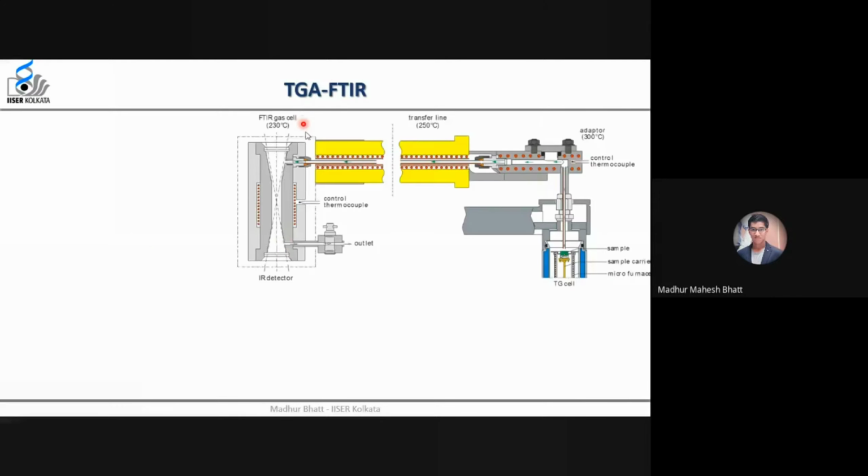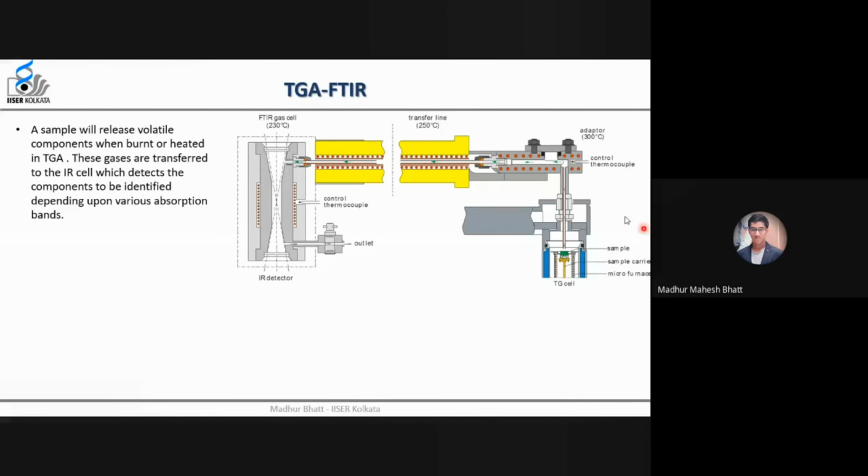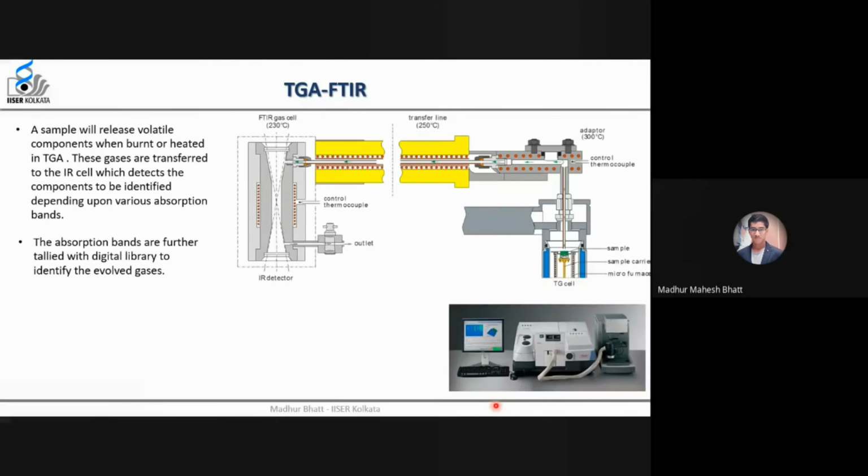TGA-FTIR. This is the schematic for the TGA-FTIR instrument. So this is a TG thermogravimetric cell in which the sample is heated and the gas gets evolved. It goes through the transfer line and goes into the FTIR gas cell. Here the gas that is evolved is characterized and the absorption bands are tallied with the digital library to see what kind of gas is evolved. So this is how the instrument actually looks. Here is where the sample is heated and this is where the gas is analyzed.